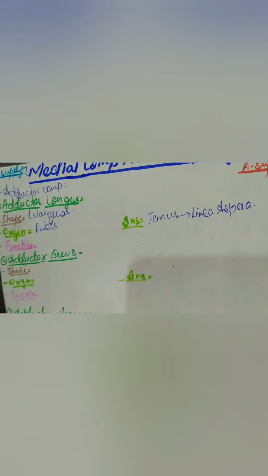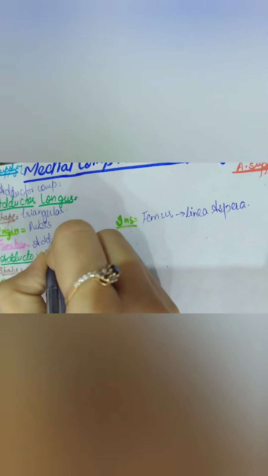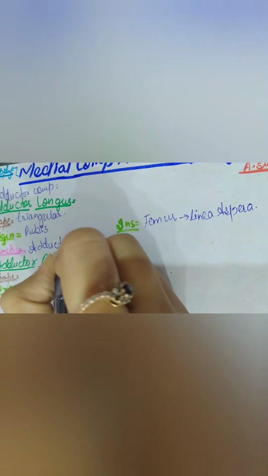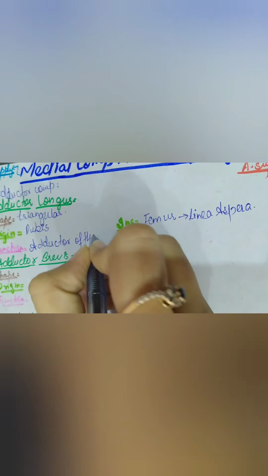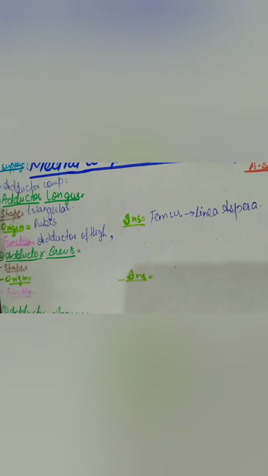Right, the function of the adductor longus is clear by its name, that is, it adducts the thigh. Basically it is on the medial side, so it would have the function of adduction. Basically it's so simple. So here I am writing adductor of thigh. And the next function of the adductor longus is the medial rotation. So medial rotation of thigh.